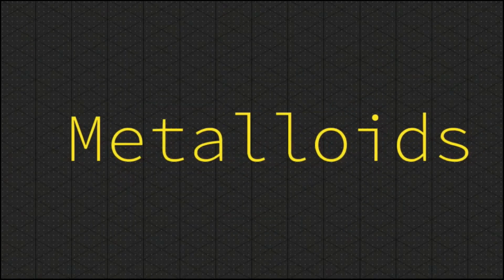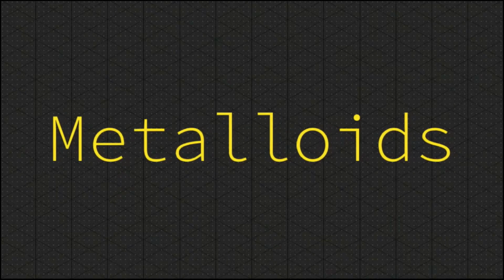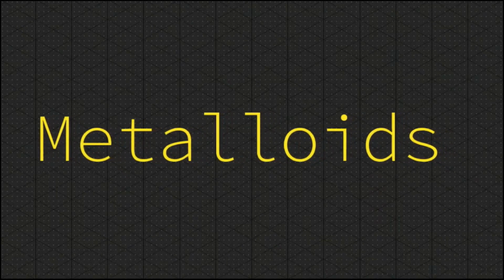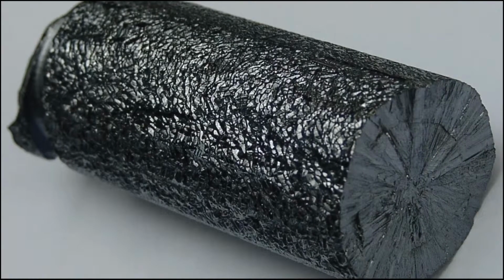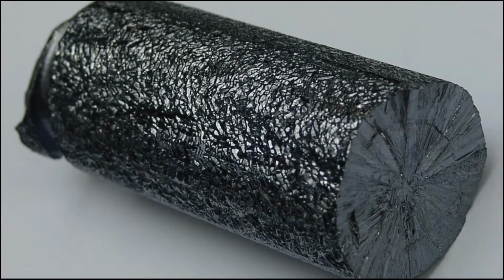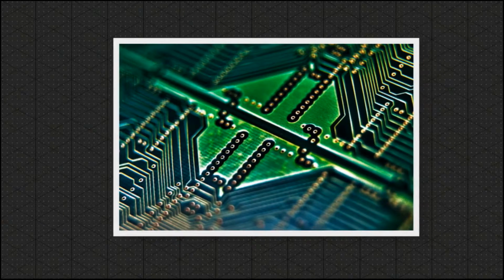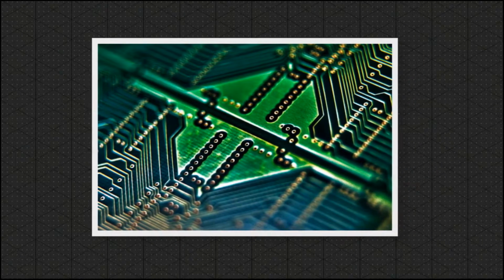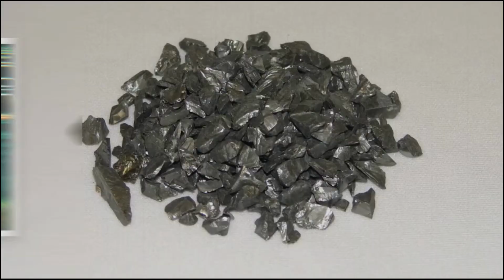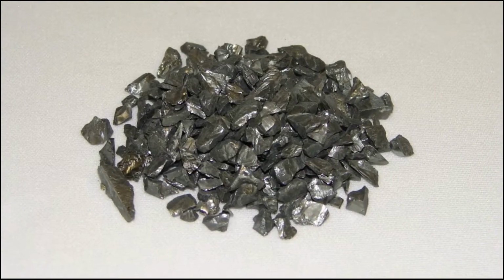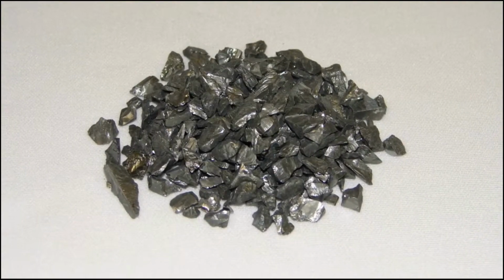The last group of elements are what we call metalloids. These elements share similar properties with metals and nonmetals. All metalloids are solid at room temperature, and their appearance may be shiny or dull. Some metalloids can conduct electricity and are used in electronics, however others cannot. And just like a computer circuit board, all metalloids are brittle.